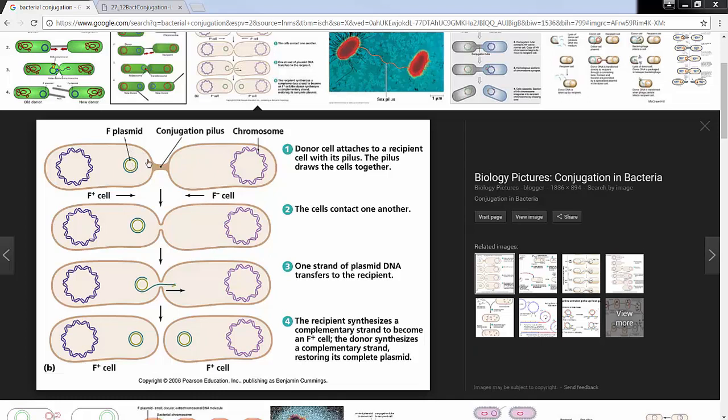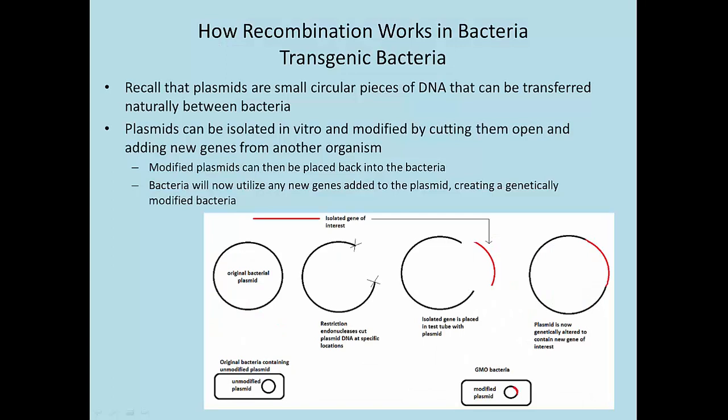Here you can see the plasmid being transferred from one bacterial cell to another. So hopefully you remember that, a little bit of a review from previous chapters. So in other words, bacteria naturally transfer these things back and forth. And a plasmid is just an extra piece of DNA that can carry a small handful of genes. So it's a transferable piece of DNA.